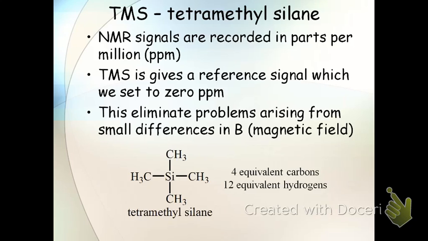We'd like to say that we could control the strength of a magnetic field very carefully, but it turns out we have a limited capacity to create an exact magnetic field. So what we do in every compound that we run, in most compounds that people run, is we put in a reference signal. That reference signal is generally TMS, or tetramethylsilane.